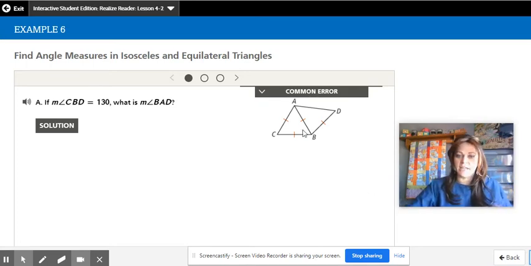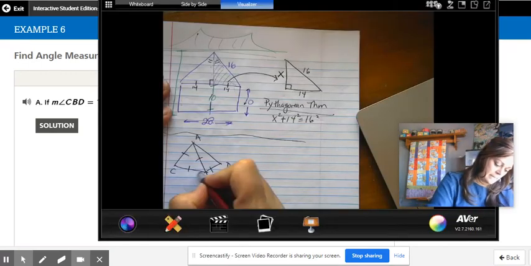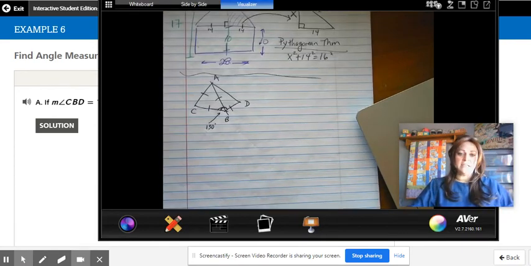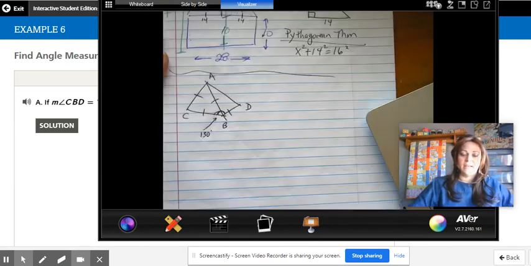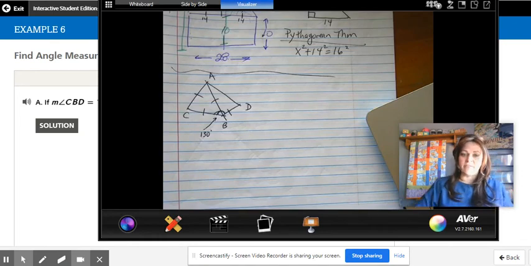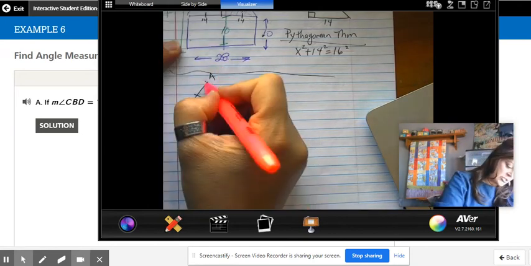All right, so let's check this. CBD is 130. Okay, I hope you can draw better than I can. CBD is 130. I'm like, oh no, that's all it says. I have ridiculous amounts of measurements and tick marks, and I've got to figure this out. So first, I'm going to highlight something. I'm going to highlight this triangle only.